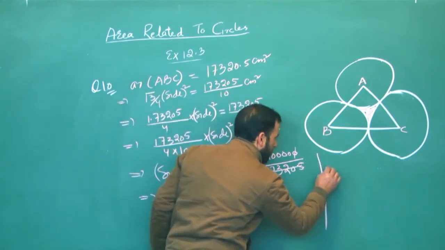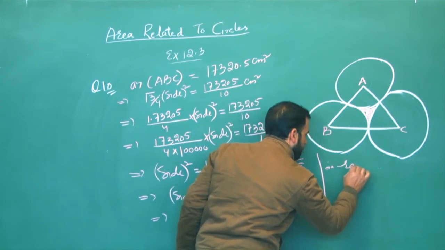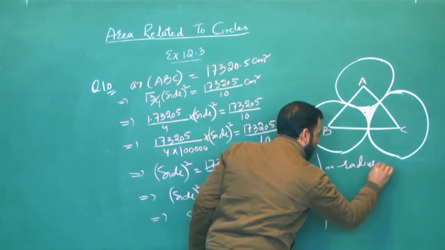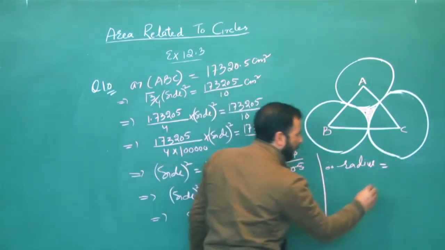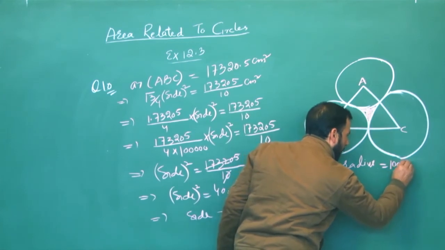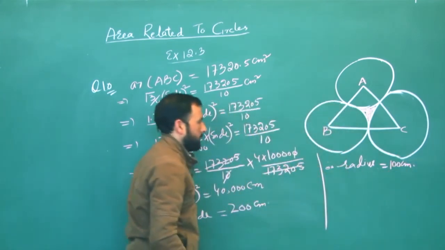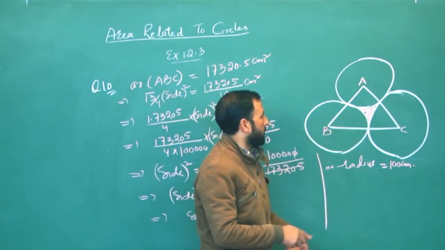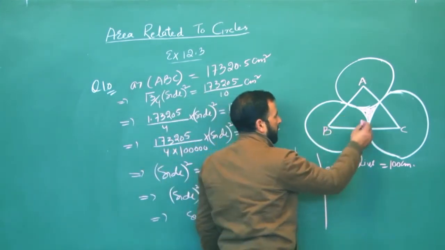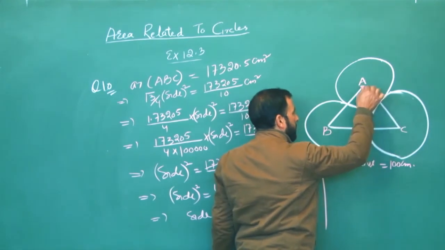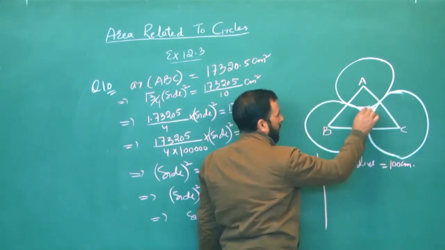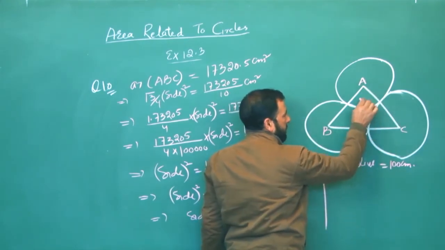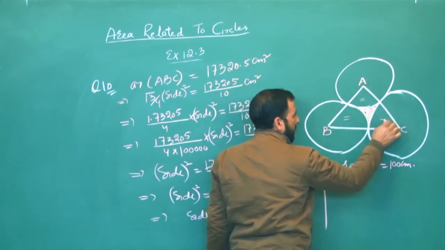Therefore, radius is equal to half of 200. That equals 100 centimeter is the radius. Now, what we have to find here? Area of the shaded region. Clearly, area of the shaded region lies in between this equilateral triangle ABC, and we have here three sectors. This sector, this and this one.